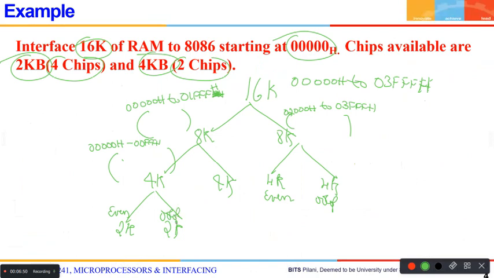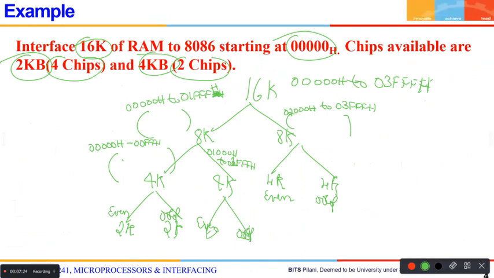Now, similarly, what is the range of this? Come on. 01000H. Is it correct? Yes. What is the ending address of this? 01FFFH. That means out of this 4K, in this address range, all even addresses will come here, and all odd addresses will come here.